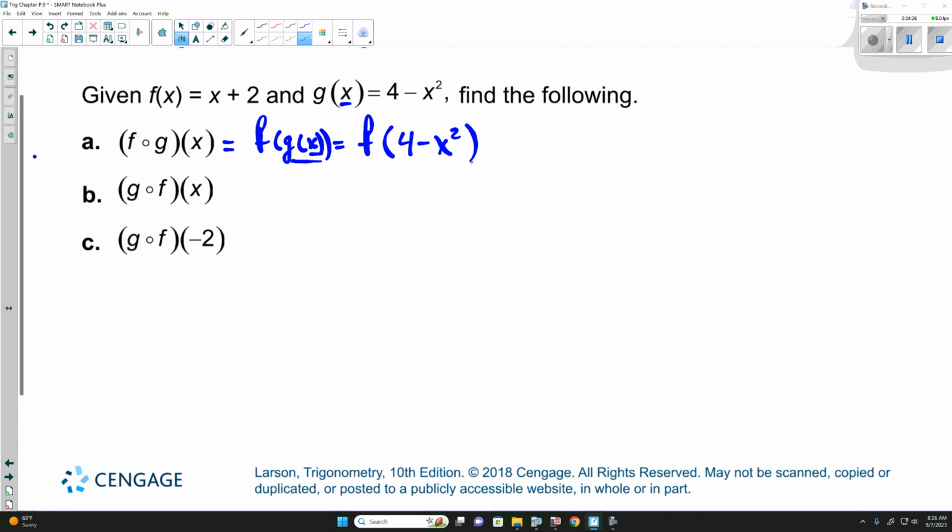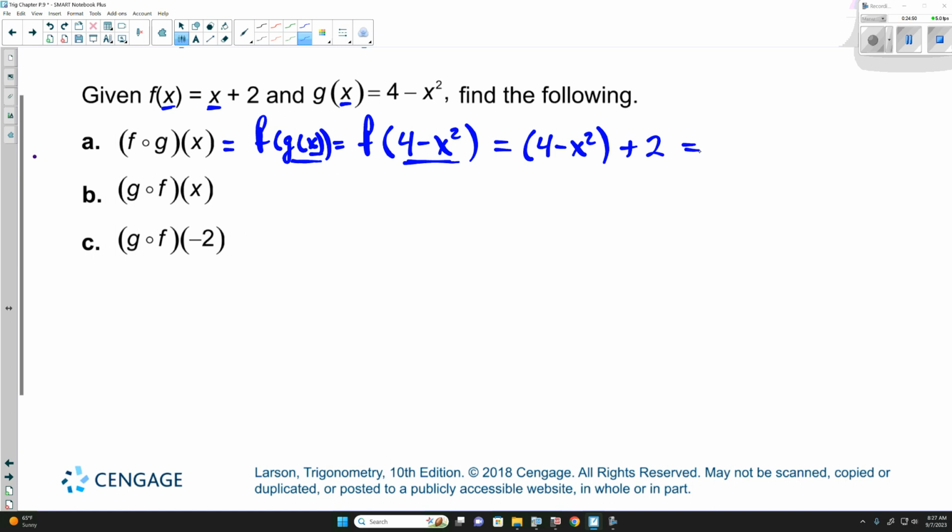Now at this point here, we don't have f of x anymore. We have f of 4 minus x squared, which means every x in f of x is going to be replaced with 4 minus x squared. Everything else will be the same. So we're going to have 4 minus x squared plus 2.